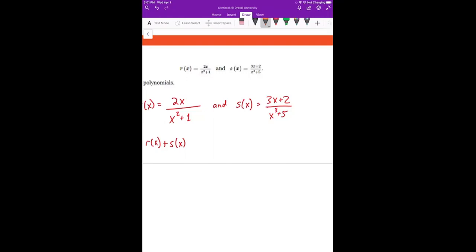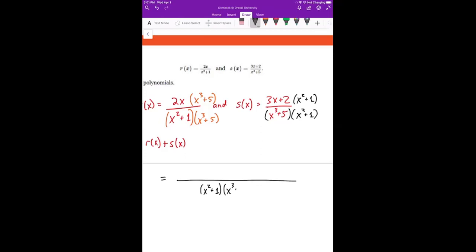Now, in this one, you can't factor either denominator. So the best that we can do is multiply the top and bottom of each fraction by the denominator of the other one. So in this one, I need an x to the third plus 5. And in this one, I need to multiply by the x squared plus 1. So here, now I can write them all over the same denominator. I can write them all over x squared plus 1 times x to the third plus 5.